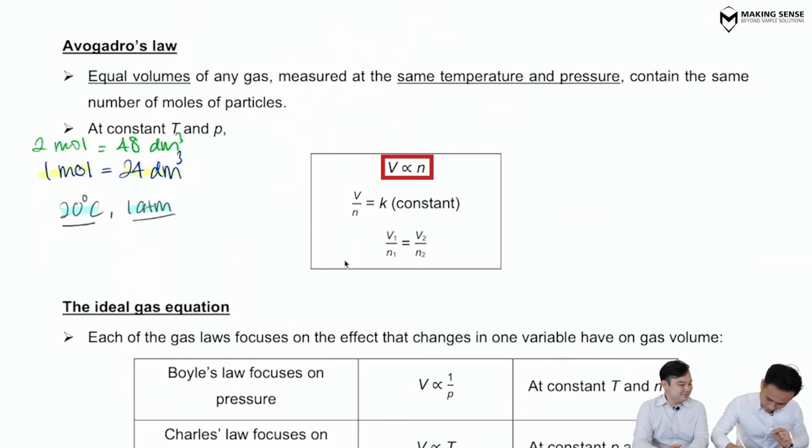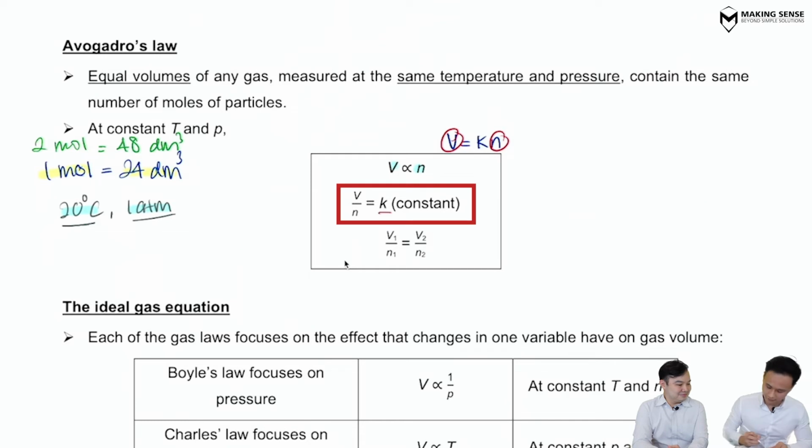Volume is proportional to n. And once again, we can write that proportionality constant, again, V equals Kn, right? Where K is a constant, bring the variables to one side. So V over n, bring over, leaving you with K on the right hand side.